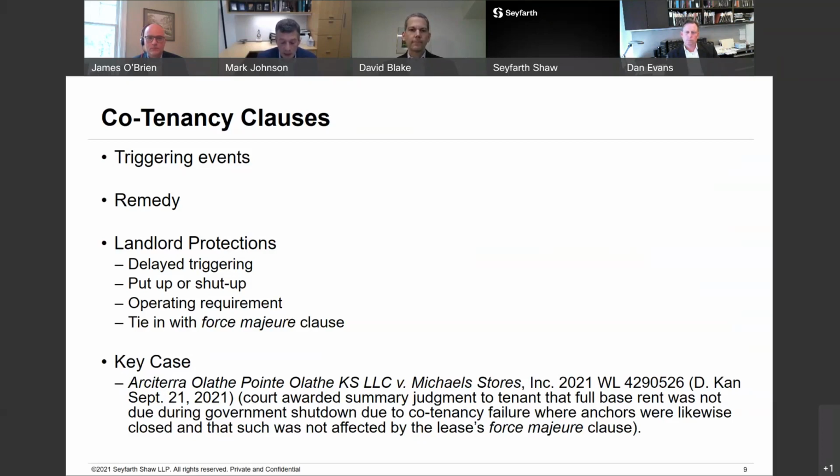You won't have time to discuss too much of it, but the court did conclude that the co-tenancy clause was not implicated by the force majeure clause, such that the tenant was permitted to avail itself of the remedy of co-tenancy during the period of government shutdown order when the other anchor tenants were also closed. Here, the provision did not contain any of the landlord protections that I just referred to.